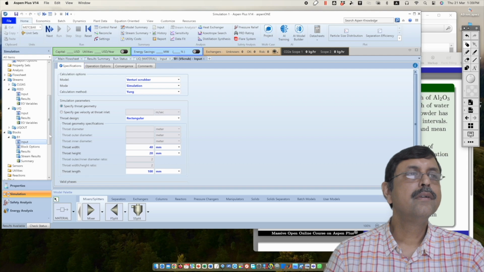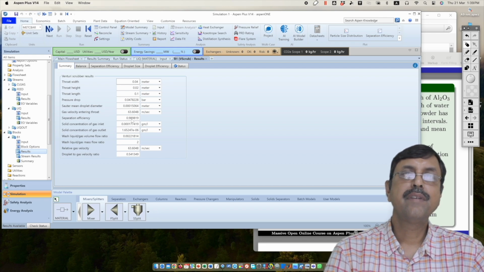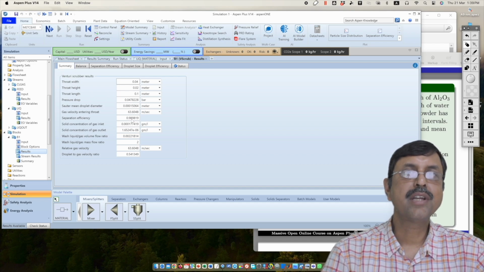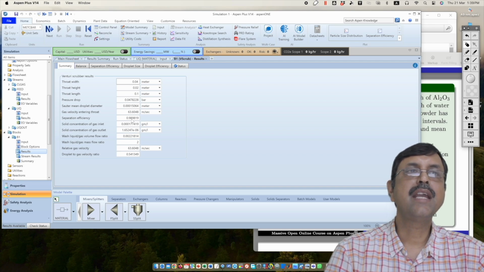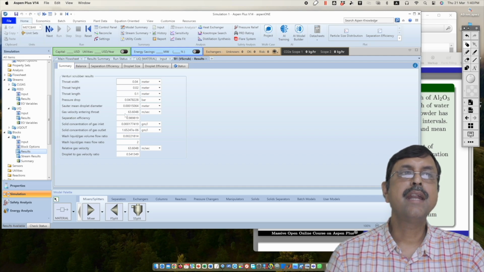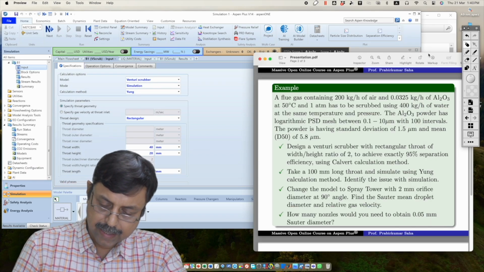So you can see the results. Your separation efficiency has gone to 98.9. Earlier we had defined it for 95%. Now we have given a condition where we are able to achieve 98.9% of separation efficiency. Okay. And remember the gas velocity entering the throat is now 63. Earlier it was 240 something. Now it has reduced to 63. Now let us see the third problem.